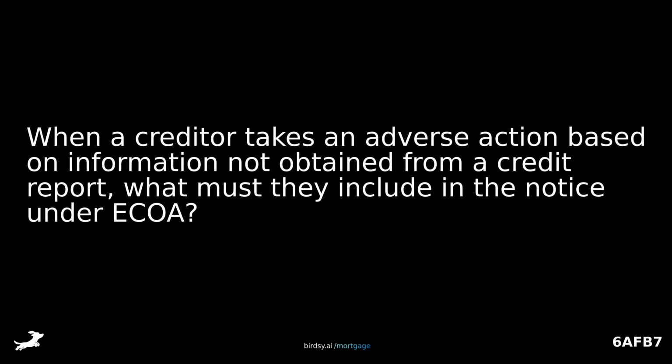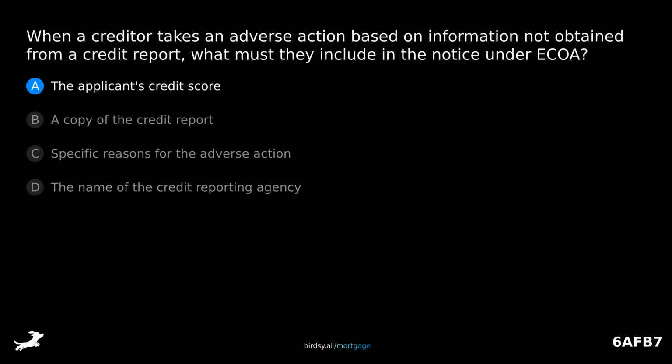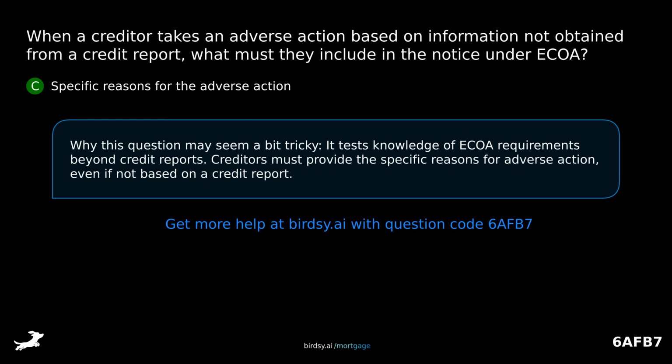When a creditor takes an adverse action based on information not obtained from a credit report, what must they include in the notice under ECOA? Is it A. The applicant's credit score, B. A copy of the credit report, C. Specific reasons for the adverse action, or D. The name of the credit reporting agency? The answer is C. Specific reasons for the adverse action. Why this question may seem a bit tricky. It tests knowledge of ECOA requirements beyond credit reports. Creditors must provide the specific reasons for adverse action, even if not based on a credit report.